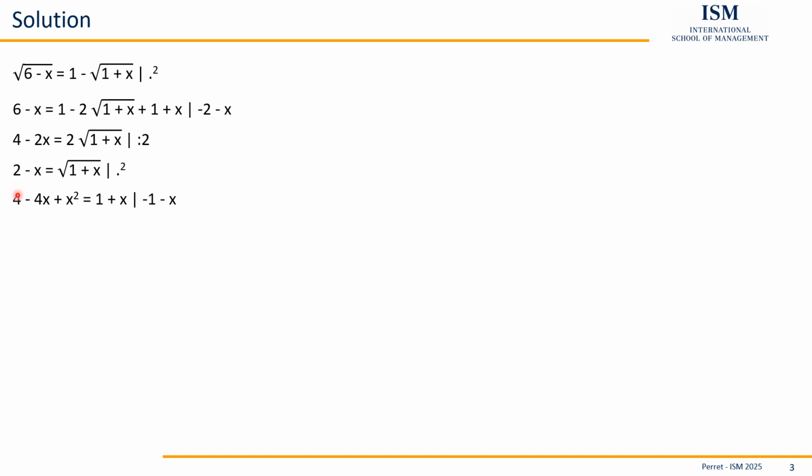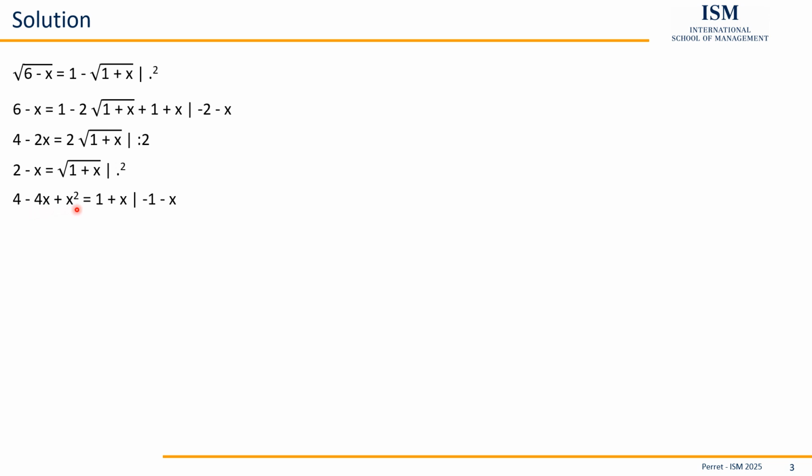So this squared minus this times 2. So 2 times x times 2 gives 4x. And then this squared gives x squared. So now I see the term with the largest exponent is this one. So this will be a quadratic equation.